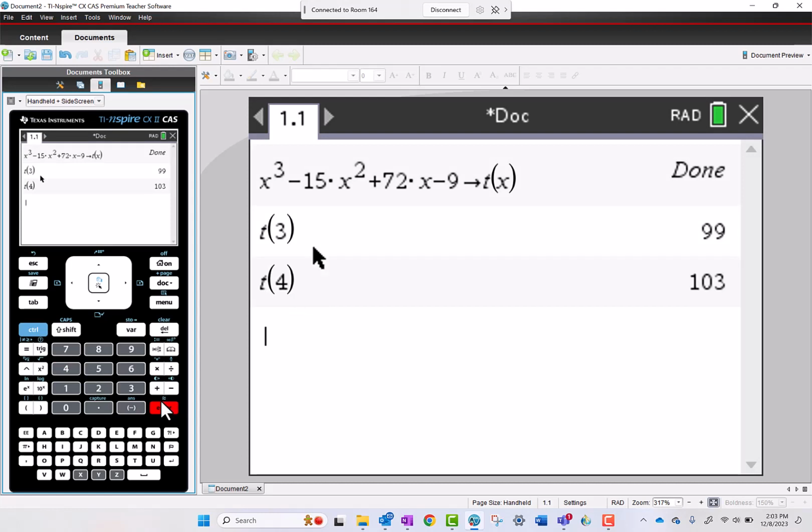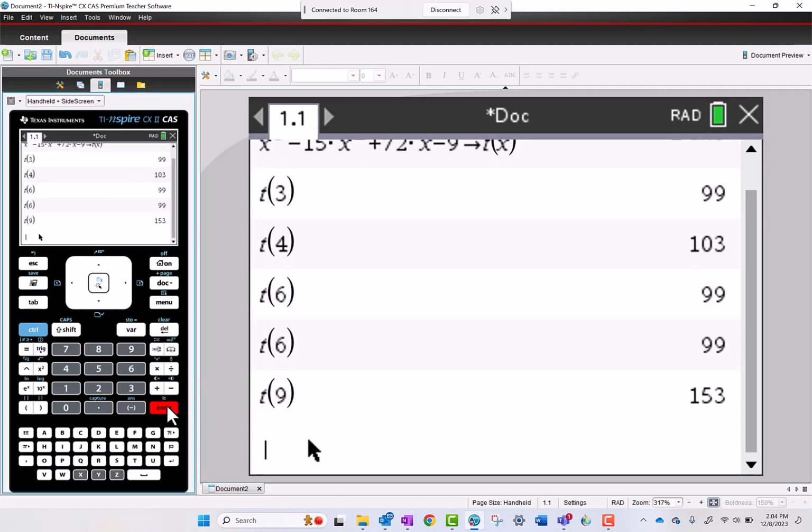I'm going to use the calculator to get all those numbers, and then we're going to go to our chart. Then we want t of 6. We want t of 6. And then we want t of 9. I did 6 twice, who knows why. T of 9. Okay, there's all of our numbers.